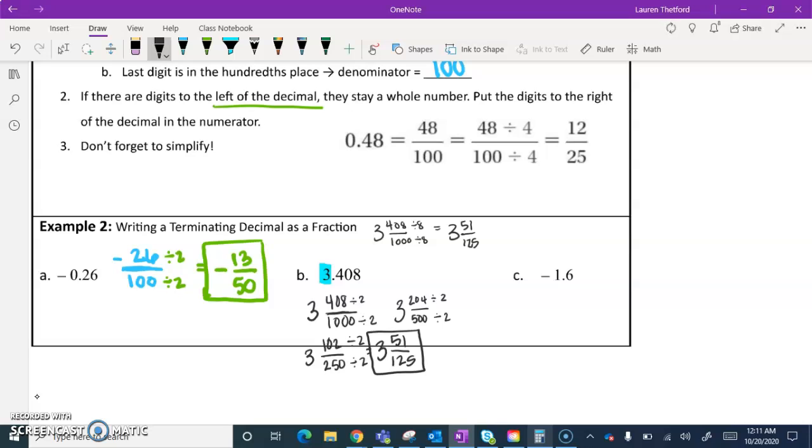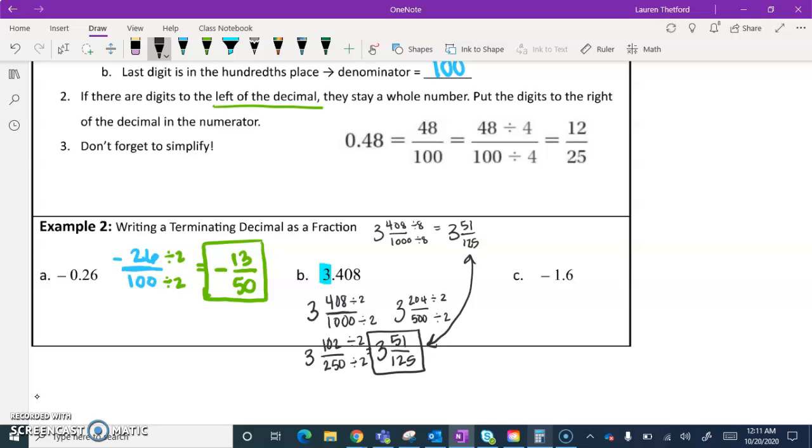If you figure out your greatest common factor, your GCF, that will get you to your simplified fraction faster. However, if you don't know what number goes into the top number and the bottom number, if you just keep dividing, it will get you to the same answer. These are the same. Whatever your process is, as long as you get to that simplified fraction, it is totally okay.